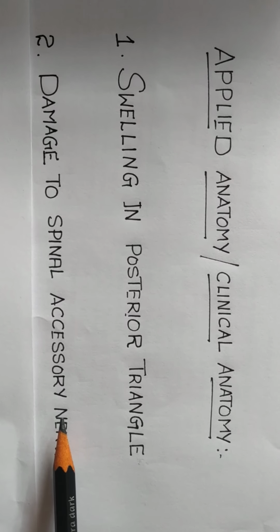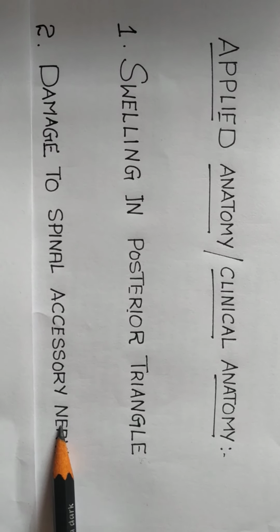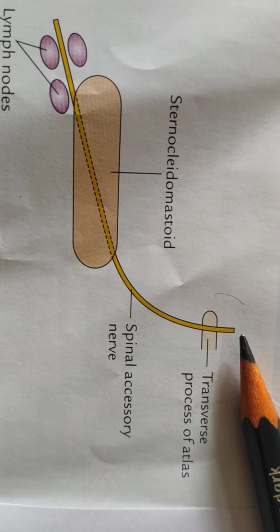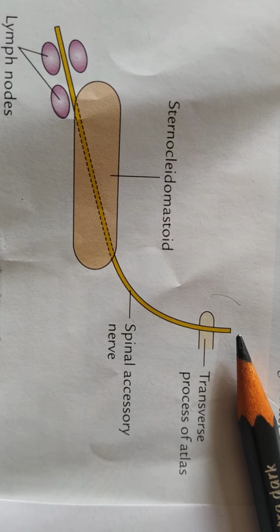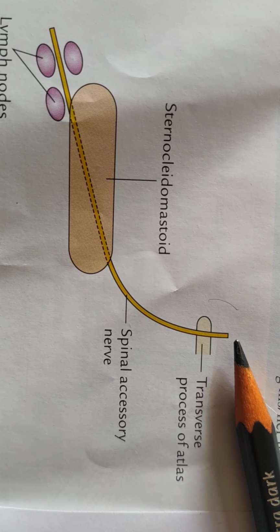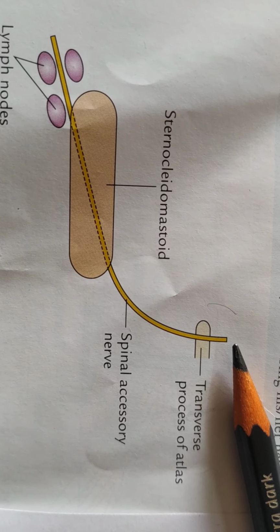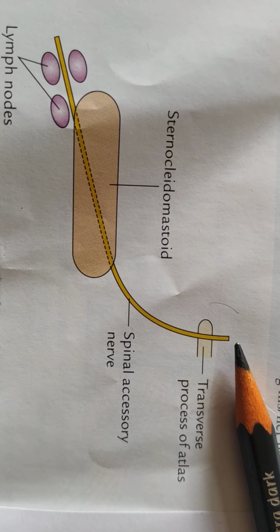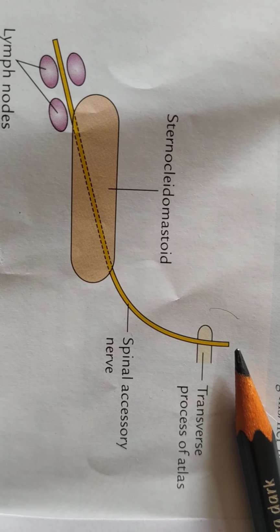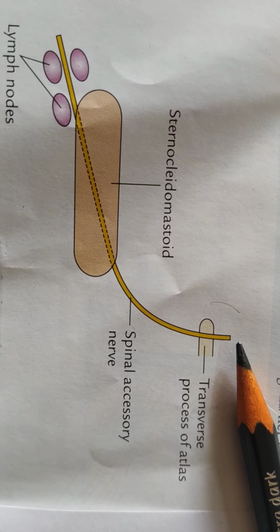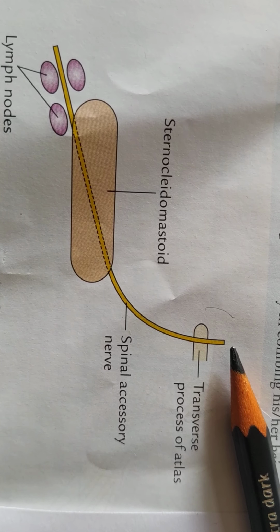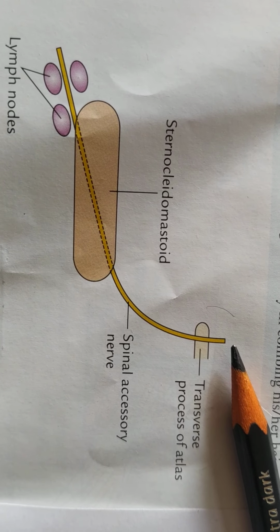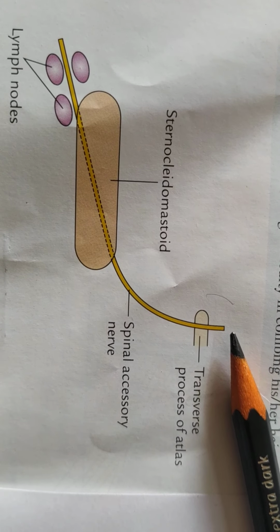Second applied anatomy, damage to the spinal part of the accessory nerve. Damage to the spinal part of the accessory nerve is seen in operations involving removal or biopsy of lymph nodes in the posterior triangle. This leads to paralysis of the trapezius muscle. The paralysis of the trapezius muscle leads to difficulty in combing hair.